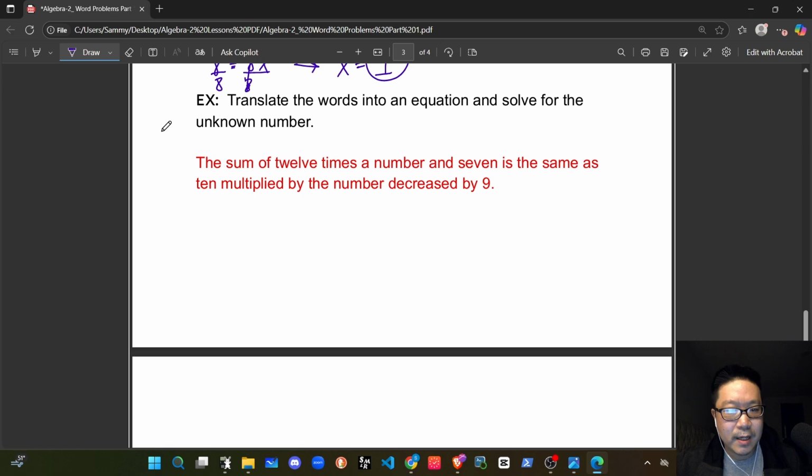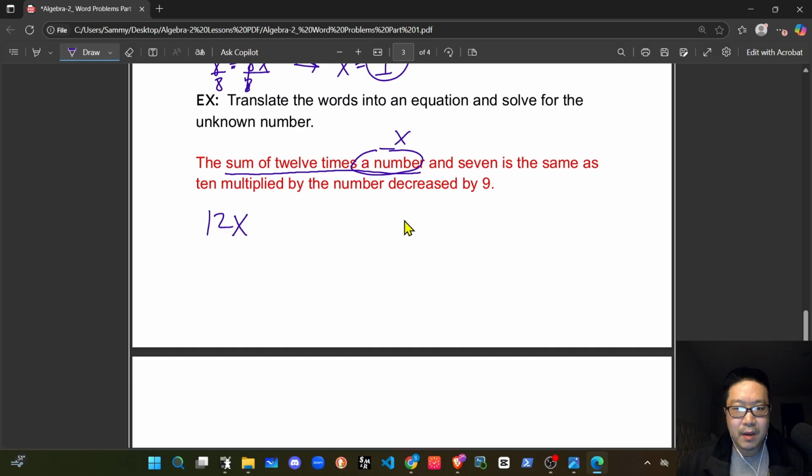So here we have, it says the sum of 12 times a number and 7 is the same as 10 multiplied by the number decreased by 9. So the sum of 12 times a number, so 12 times a number is going to be our x, and 7. So the sum of 12 times a number and 7 is the same as, that's going to be our equal sign. 10 multiplied by the number, so 10x, decreased by 9. Easy. Subtract 9.